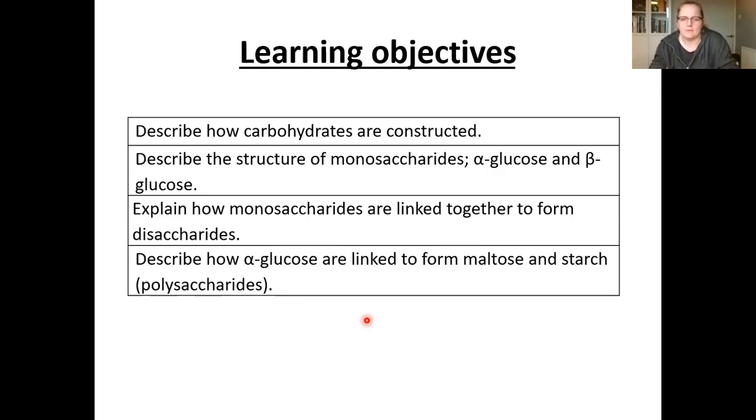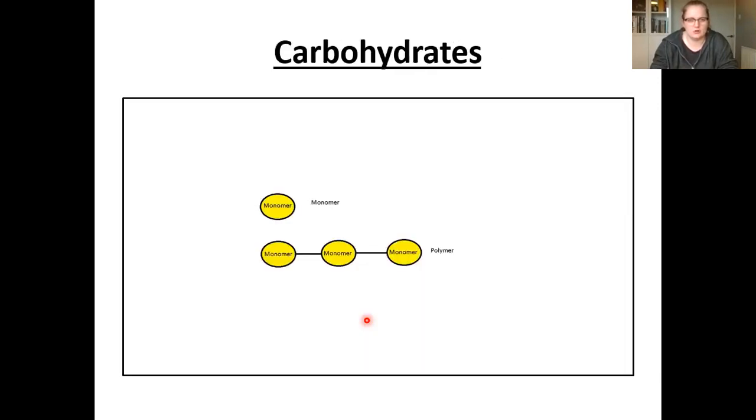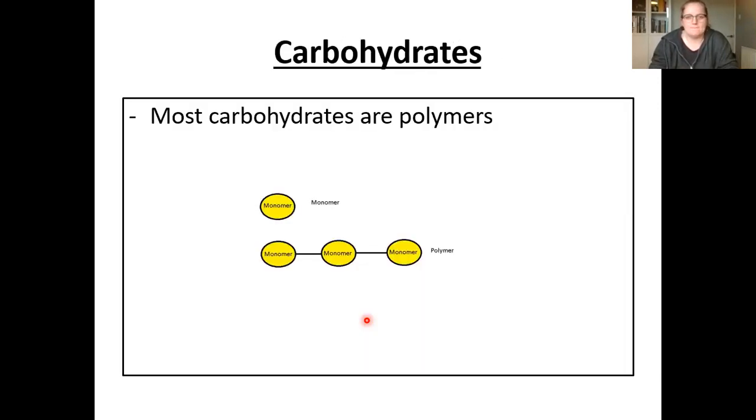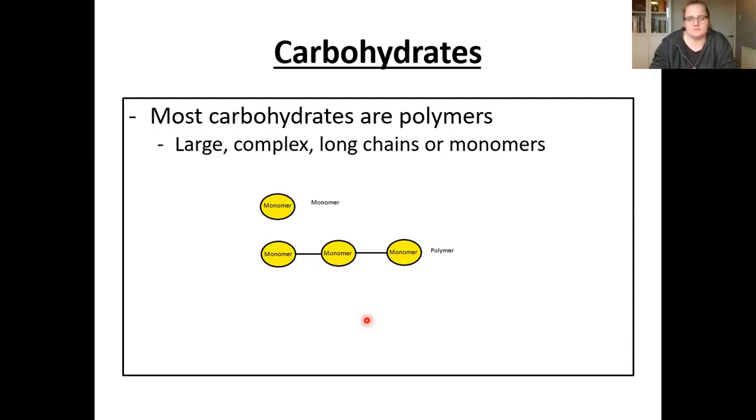We're then going to look at how monosaccharides are linked together to form disaccharides, adding some of that information we've just got from monomers and polymers, and then look at alpha glucose forming maltose and starch. So carbohydrates. Most carbohydrates are polymers. They are not generally monomers. We have a couple that are monomers, but most carbohydrates are polymers. So they are lots of monomer units that can join together through condensation reactions. They are large, they are complex, and they are long chains.